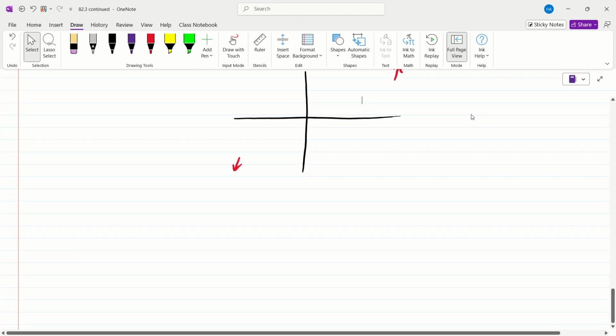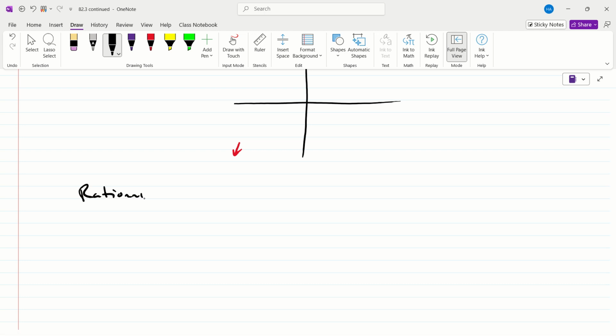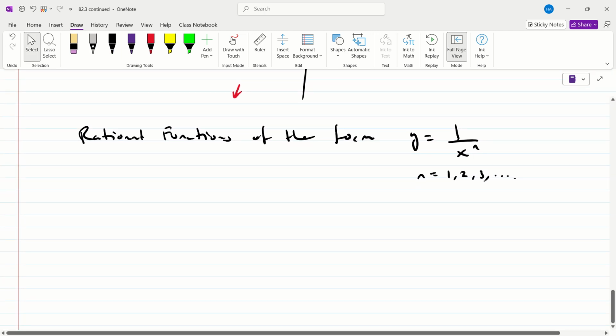Another common family of functions are the rational functions of the form y equals 1 over x to the n, where n is a natural number. Again, 1, 2, 3, 4, 5, etc. We can get an insight on the family of these functions by doing them one at a time.